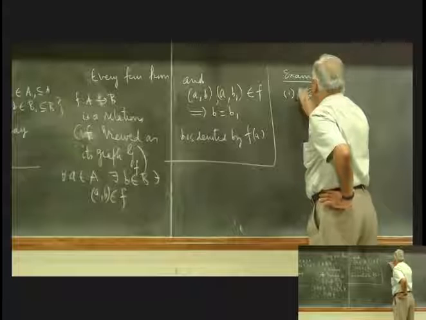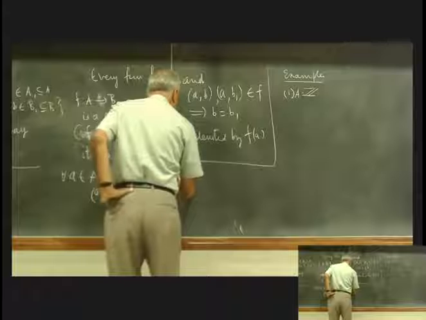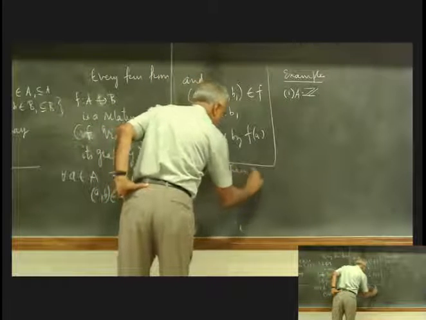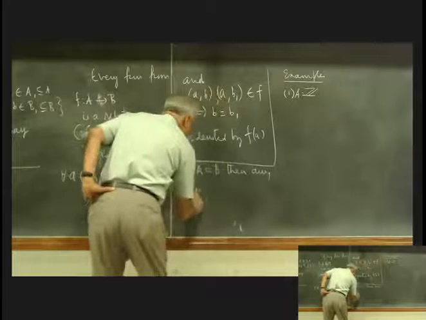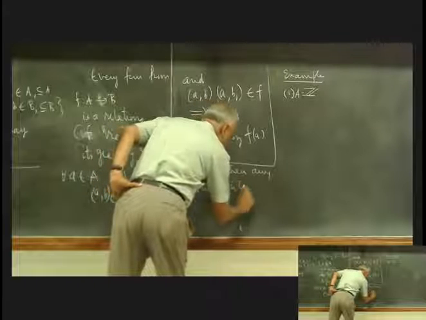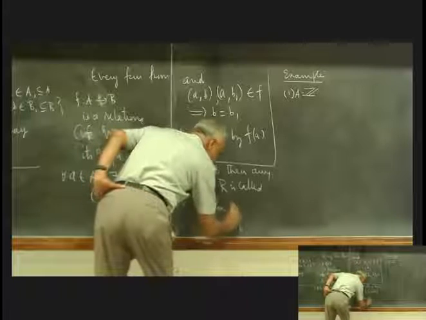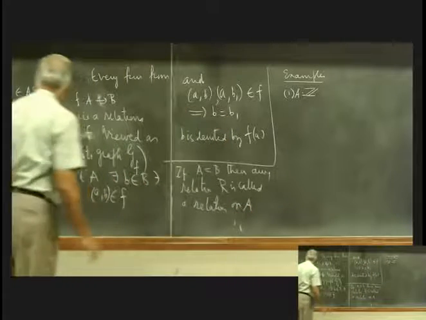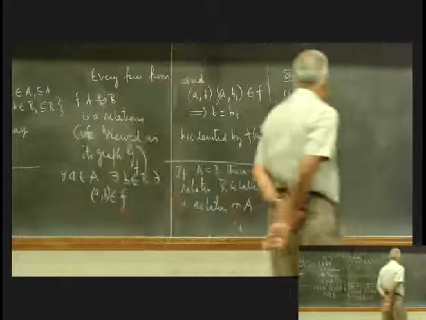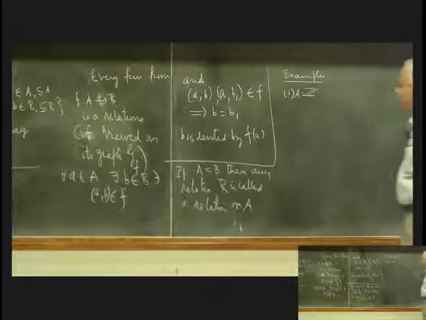Suppose you take, well, let me make one more comment. If A equals B, then any relation R is called a relation on A. Instead of saying relation from A to B, we say now it's a relation on A. So let's take the simplest example where B equals A to start with.